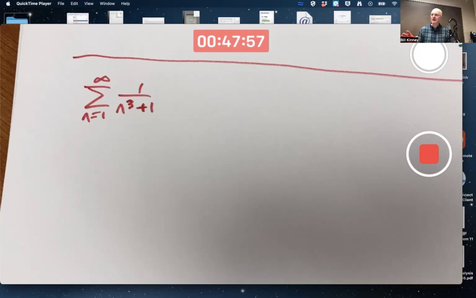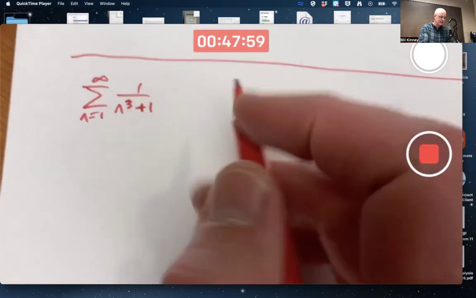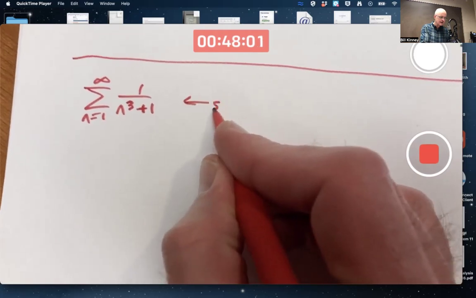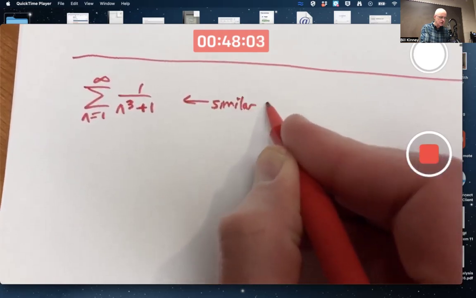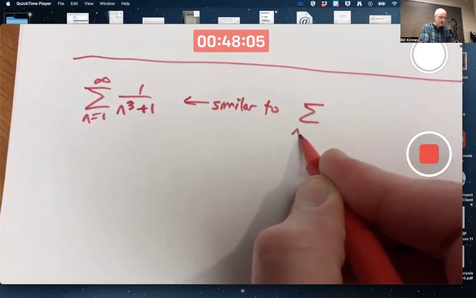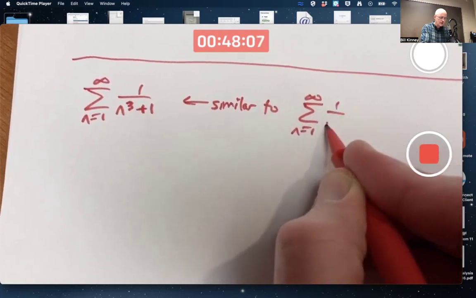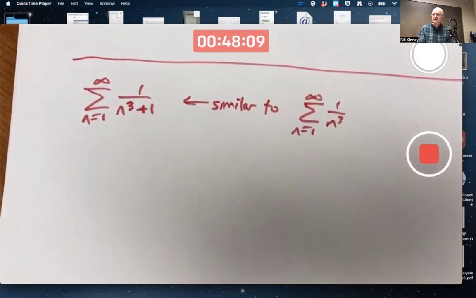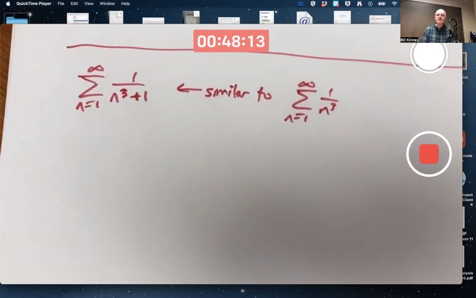It's better to realize this series is very similar. This is similar to the series where it's 1 over n cubed. And that's a p series that we know converges because the p is 3 and 3 is bigger than 1. But this, saying it's similar to that, is not technically a proof of convergence.